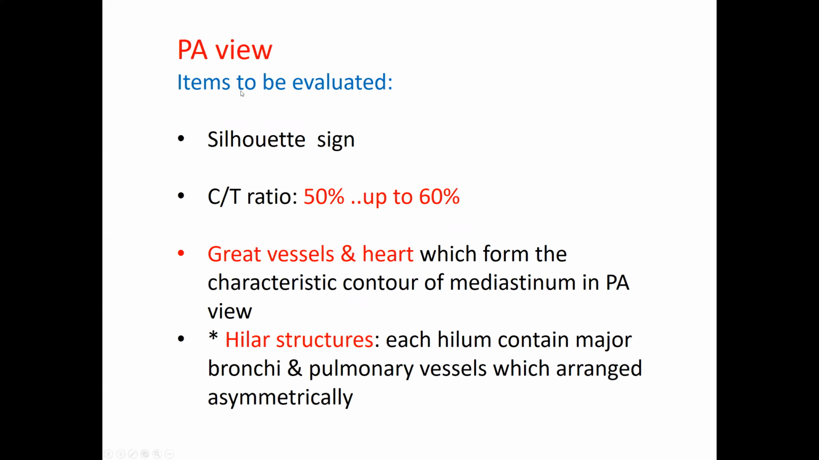PA view. Items to be evaluated: silhouette sign, cardiothoracic ratio, great vessels and heart, which form the characteristic contour of the mediastinum in PA view. Hilar structures: each hilum contains major bronchi and pulmonary vessels, which are arranged asymmetrically. Right side in the PA view.